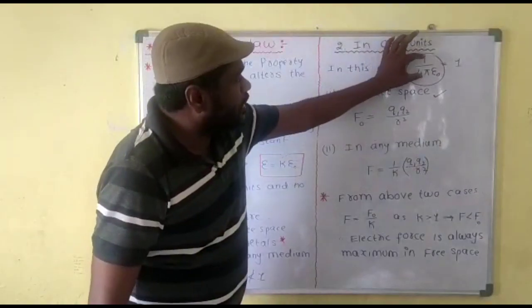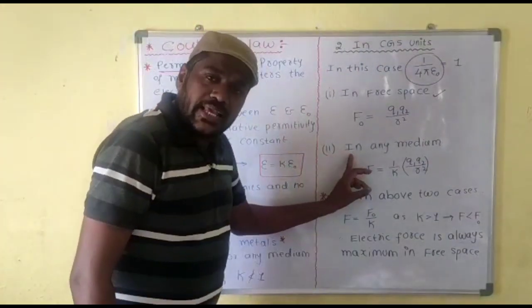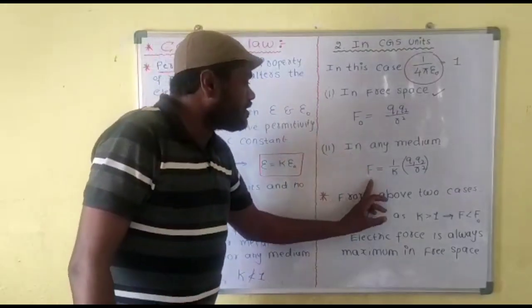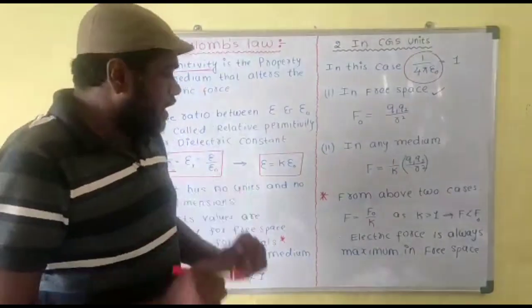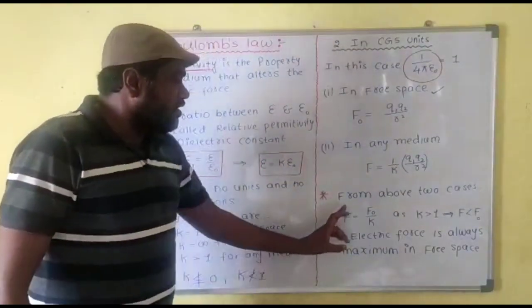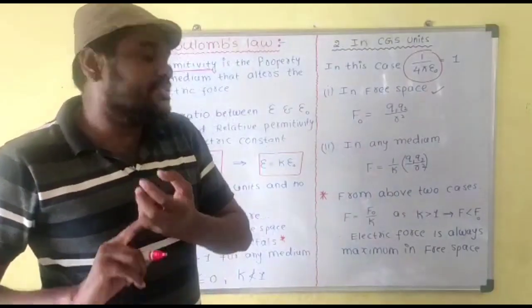Just in place of 1 by 4 pi epsilon naught, I have substituted 1. And if the same two charges are placed in a medium, then the force F is equal to 1 by K into Q1 Q2 by R square. Here, the last point in this discussion is that from the above two cases, either in the CGS system or in the SI system.